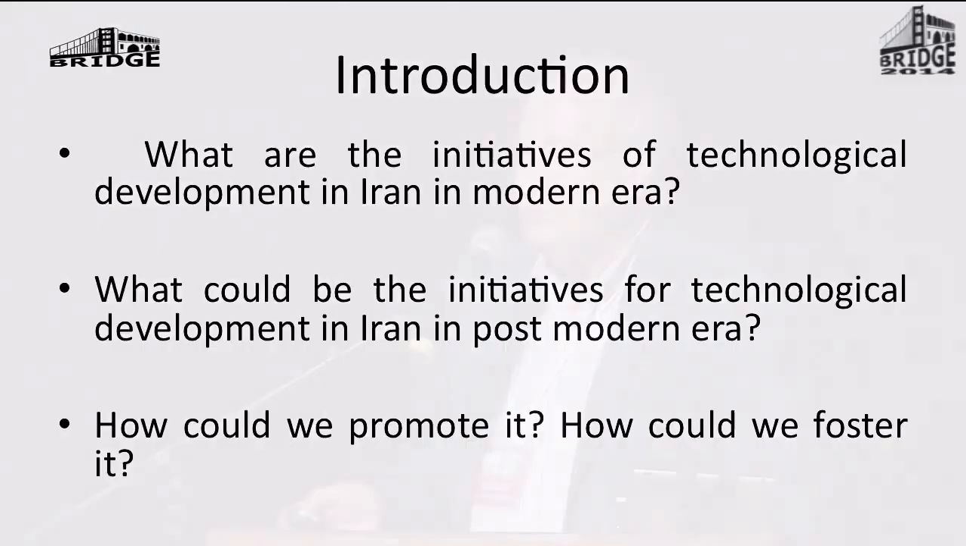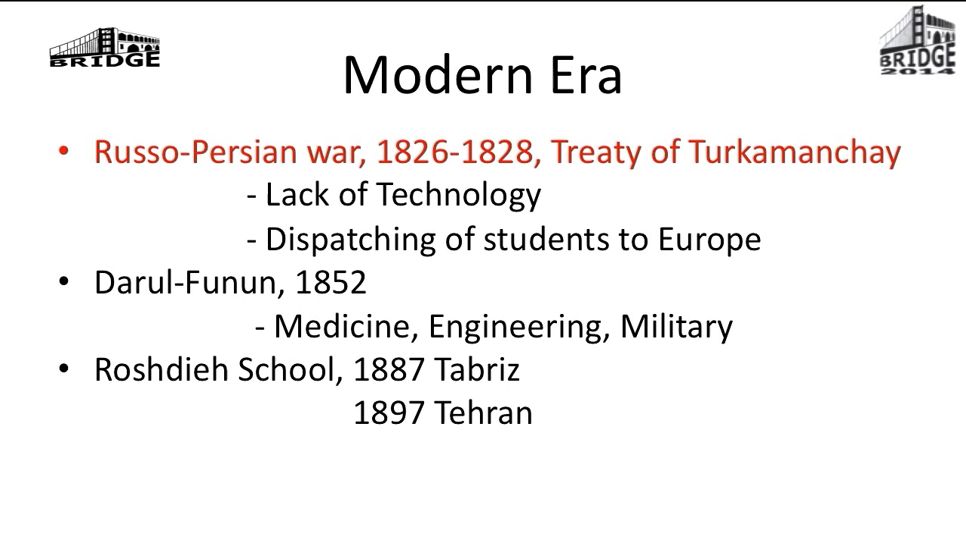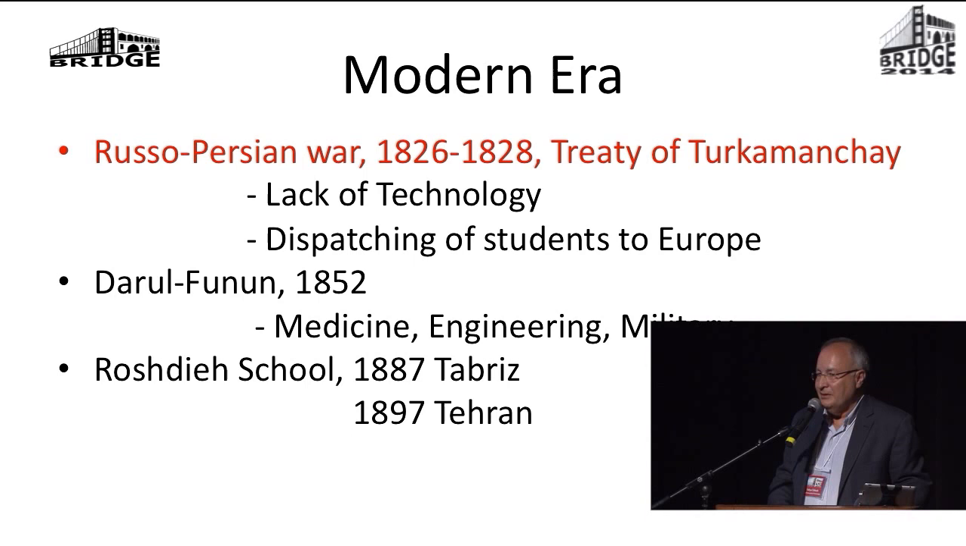Okay, as I mentioned, I will go through history. I would like to talk about the initiatives in the modern era. Later on, what could be in the postmodern era, in the internet era, and how could we promote it and how could we foster it. As I mentioned before, I believe the modern era started in Iran after the Treaty of Turkmenchai and losing the war between Iran and Russia in the Russo-Persian War. The Crown Prince, Abbas Mirza, found that the reason for losing the war was lack of technology and lack of new sciences. So he decided to dispatch some students to Europe for receiving the new science and technology over there. This is the starting point.